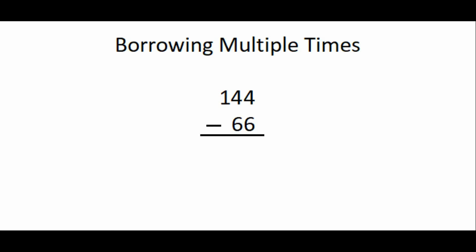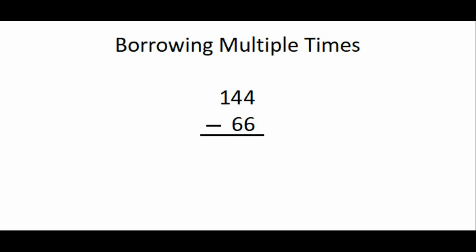On the board, we have 144 minus 66. The first step is to begin in the ones column, 4 minus 6. We cannot subtract 6 from 4 because 6 is actually bigger than 4. Therefore, we must first borrow from the next number in the tens column. We're going to borrow 1 from the next number here in the tens column.